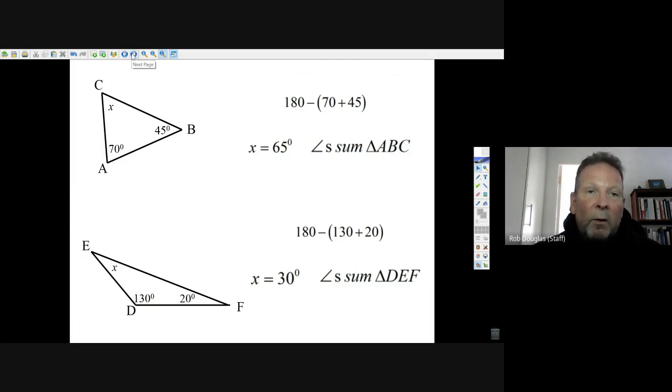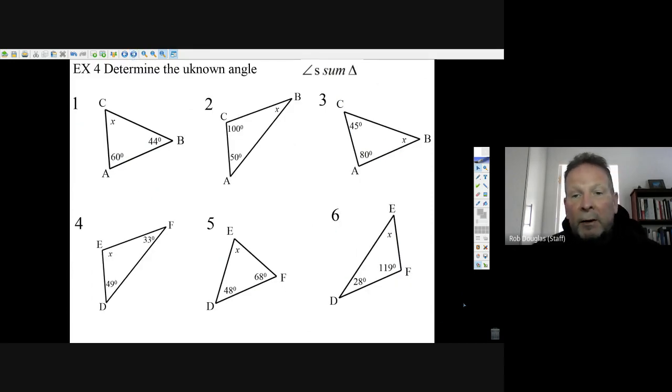Now, we've got some questions we're going to do. If you're just looking at the video, you could pause it and try these questions right here. And that'd be good. That's exercise 4. And then we have 4 more questions that combine all the stuff that we've learned so far. Let's take a look at that. You could pause the video and try this.